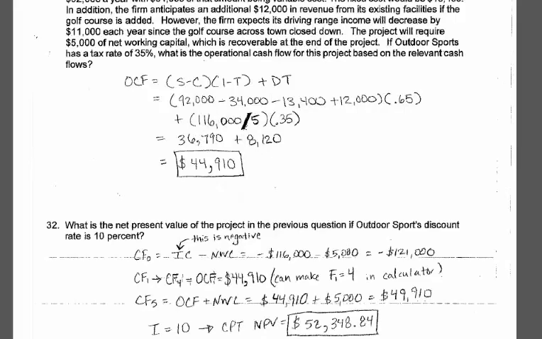Now, question 32 says, what is the net present value of this project? In the previous question, Outdoor Sports' discount rate is 10%. So in an exam, since I randomized my questions, I'll probably add all the information from 31 again into number 32. But what they're asking here is, how do I get the NPV? Well, you have to put your cash flows in your calculator, but you've got to make sure you have the right cash flows. So what you're going to do here is take the initial cost, which we know is 116,000, make that negative, and you're going to subtract $5,000 of net working capital that you're going to need up front. So your cash flow 0 is going to be negative 121,000.